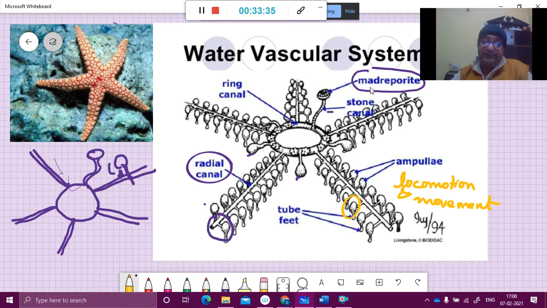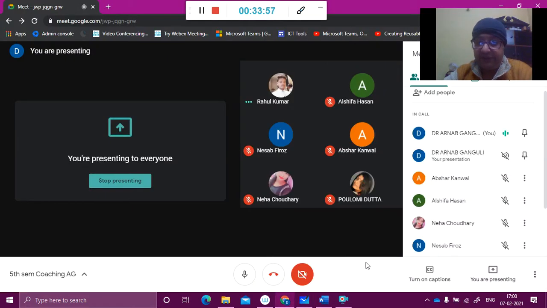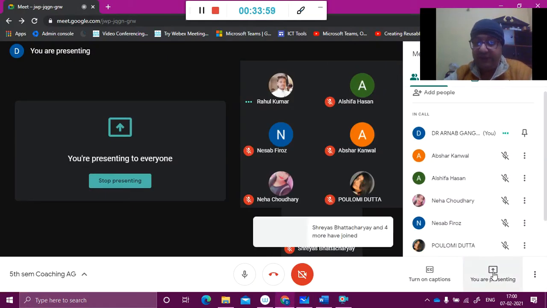So this water vascular system not only helps in locomotion, what flows through this is essentially seawater. This is a very important part of the echinoderms. So with this I will stop my class today.